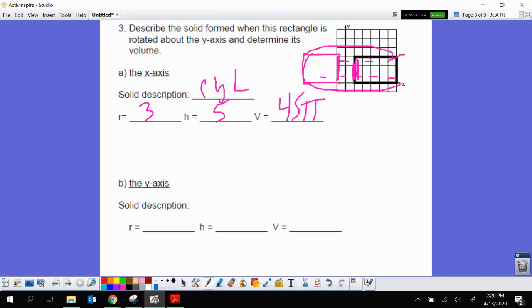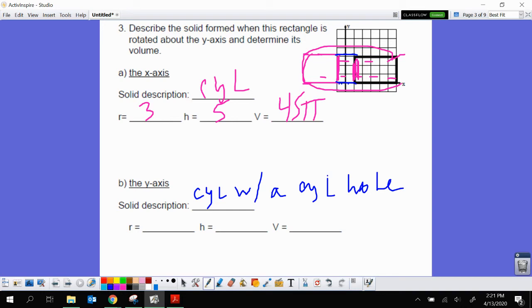Okay, so still a cylinder, except notice what's on the inside. Another cylinder. And so we have this big cylinder, but we have a hole in the middle, a cylinder hole in the middle. And so we have a cylinder with a cylinder hole.